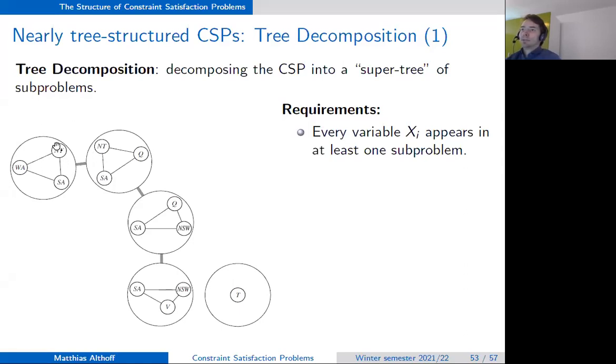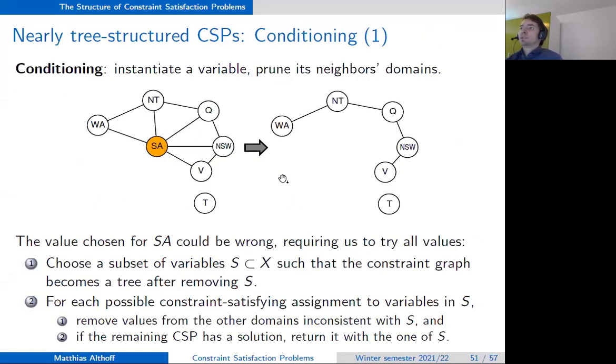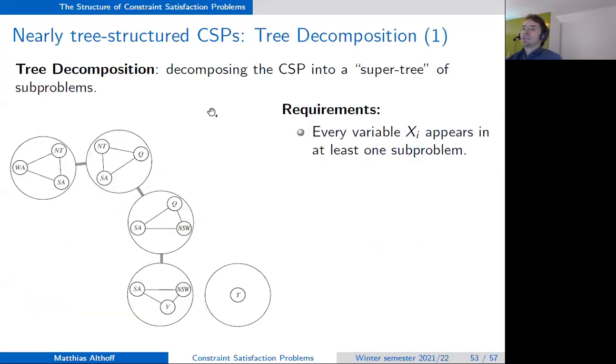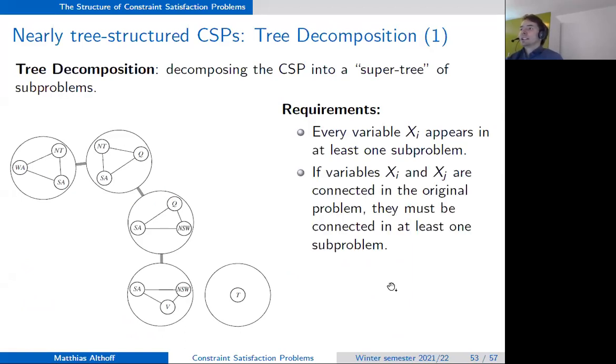So you see these nodes consist of subproblems, here portions of the constraint graph, and these are then assembled into super nodes, and these super nodes form a super tree. So how does this have to be constructed? Every variable xi appears in at least one subproblem. So if in the original problem you have all these nodes, Western Australia, Northern Territory, Queensland, and so on, each of those nodes has to appear somewhere in these subproblems. The next constraint is that if variables xi and xj are connected in the original problem, they must be connected in at least one subproblem.